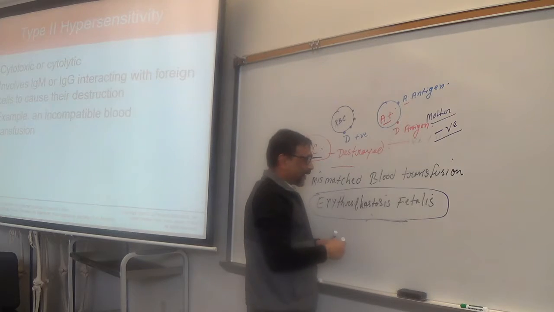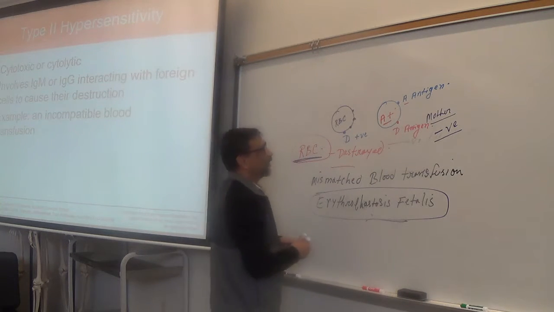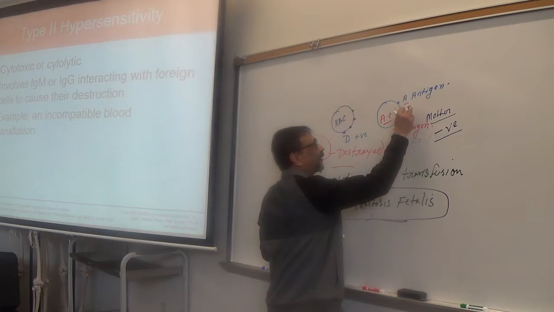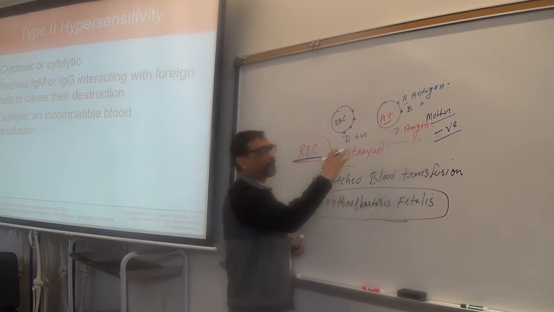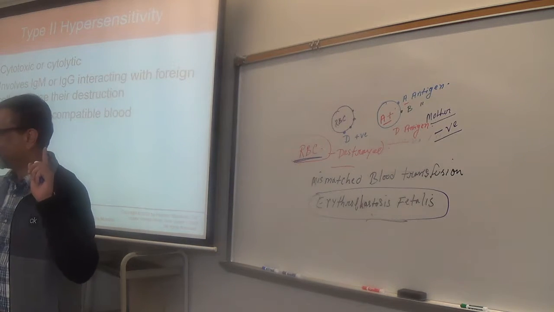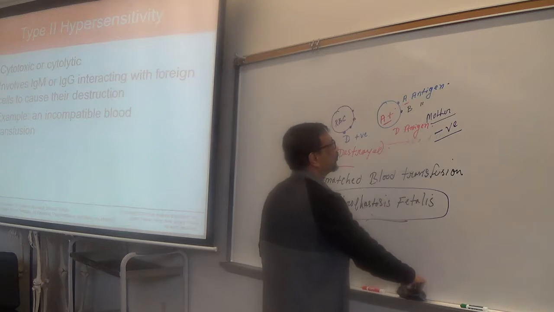Now if I add, just to see if you understood, this one also has B antigen, but no D. So what should be the blood type? AB negative. Is it clear? Okay, good. So this is AB negative. So you got it.